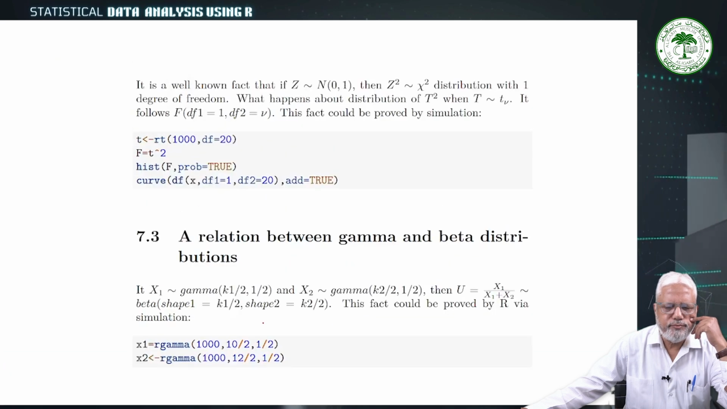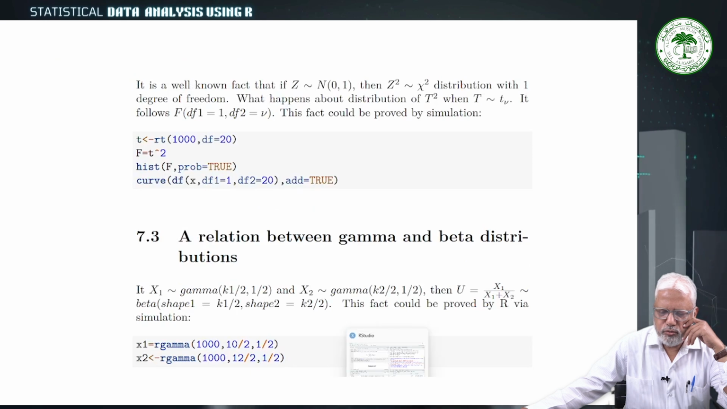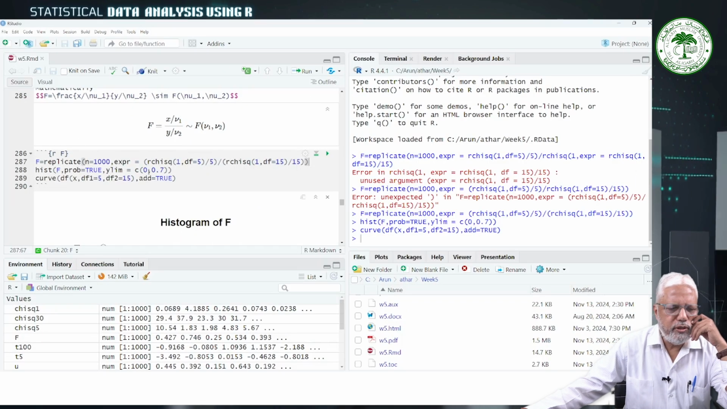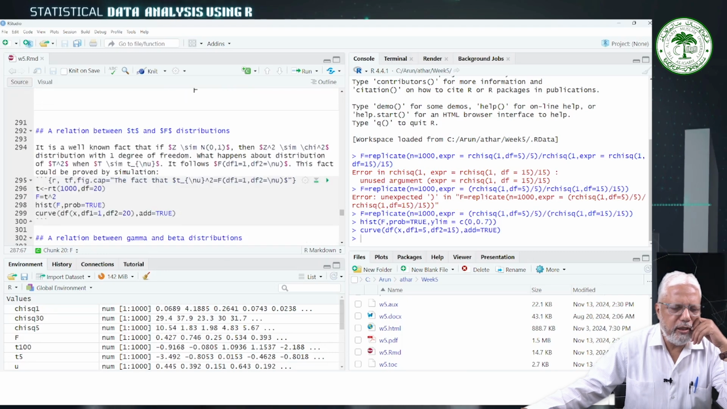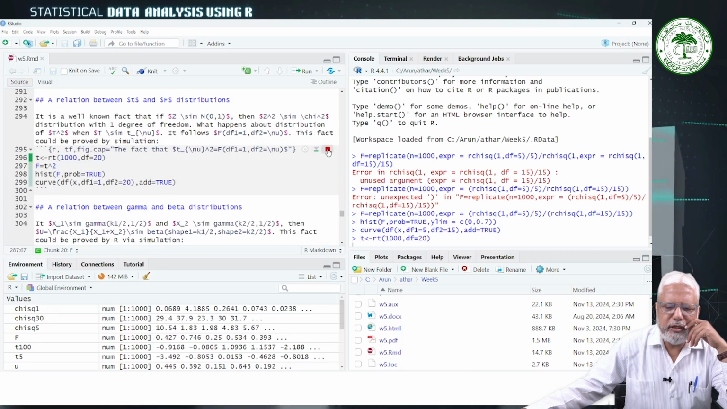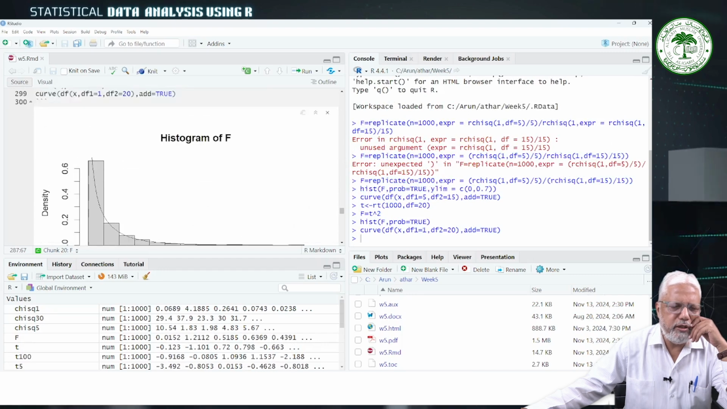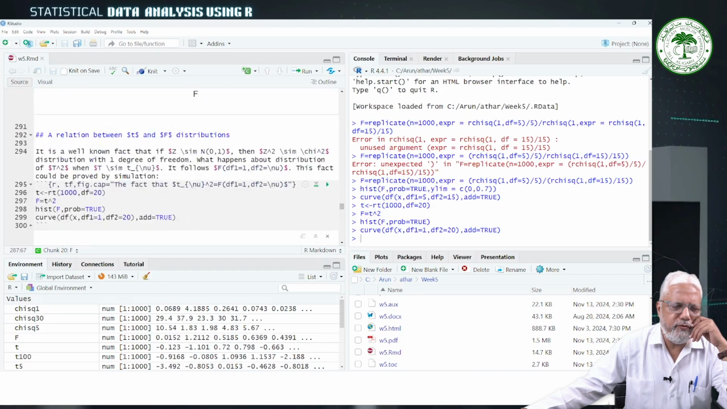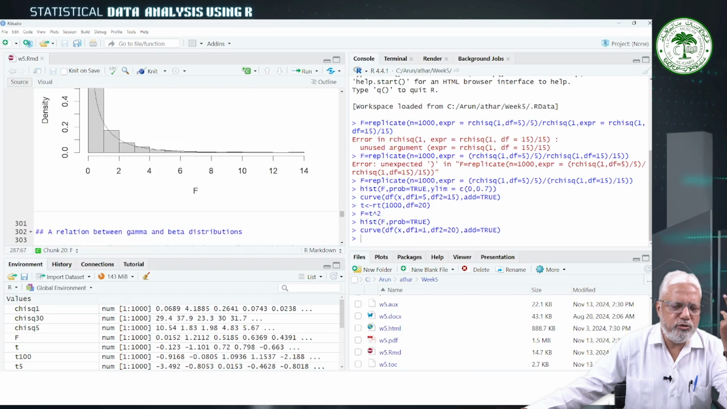So this is the curve. Now we can go into the source window and we can run a relation between T and F. We can run these commands by just clicking here. So this is the F distribution with 1 because it is T square with 1, and df2 is equal to 20 degrees of freedom. So both are matching. That means our result is correct.